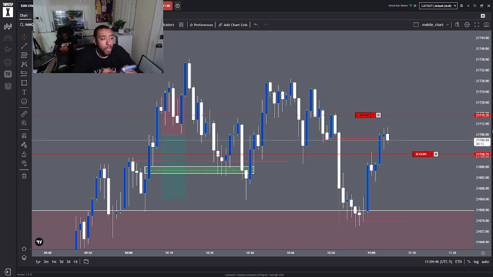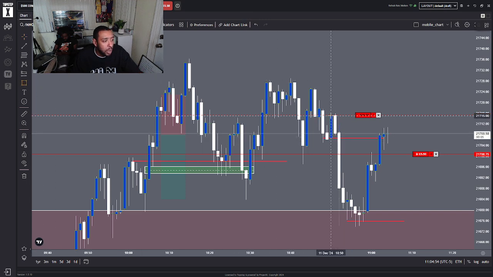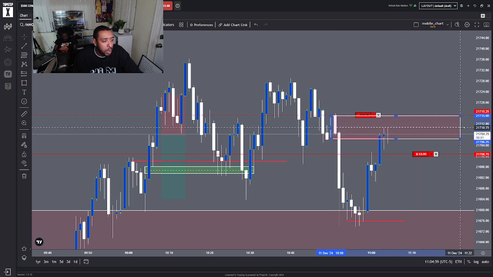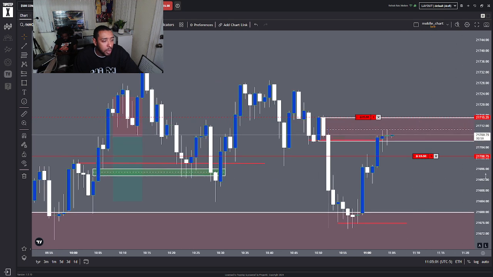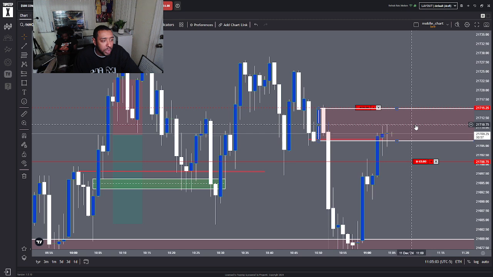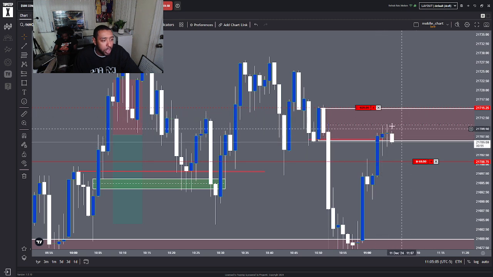But this is where I'm expecting it to reject that. So hopefully, let me show you exactly what I'm looking at. This is the high, this is the low of the order block. That's what I'm looking at. Mean threshold is 50% range, the upper level, the lower level.